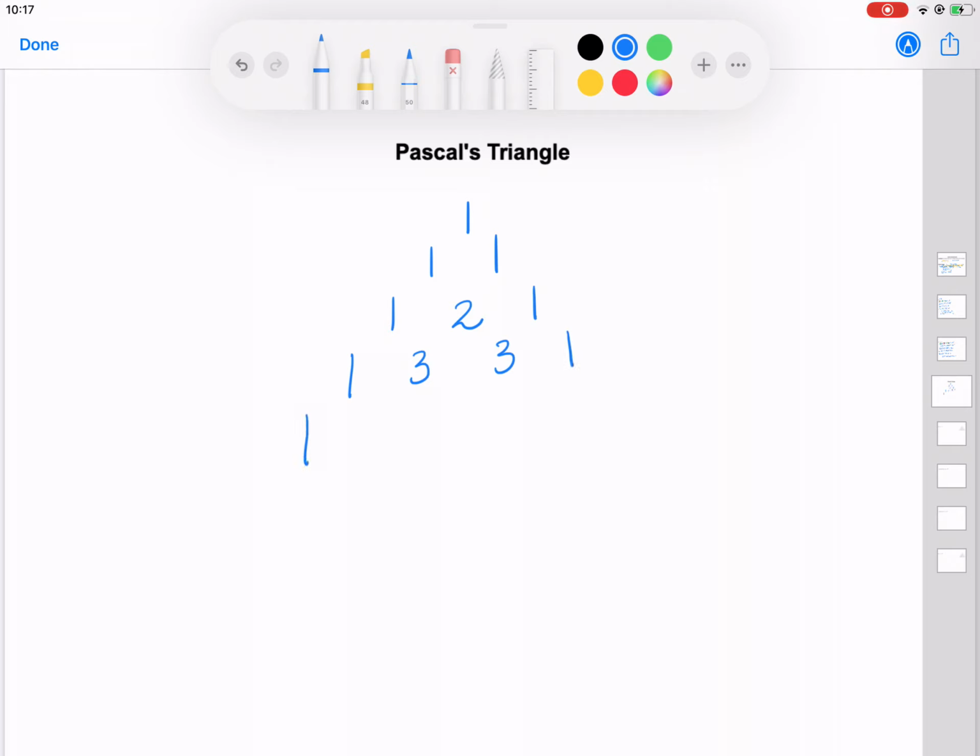Then we got 1, and then 1 plus 3 is 4. 3 plus 3 is 6. 3 plus 1 is 4. 1. Then we have 1, 5. 1 plus 4 is 5. This would be 10, 10, 5, 1.